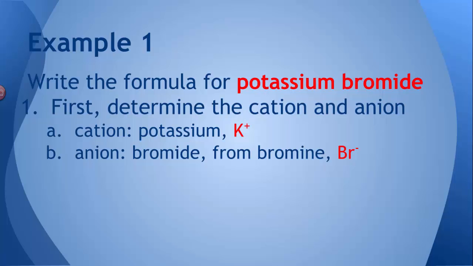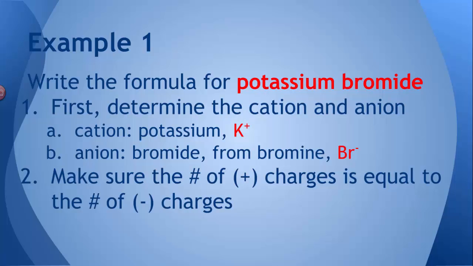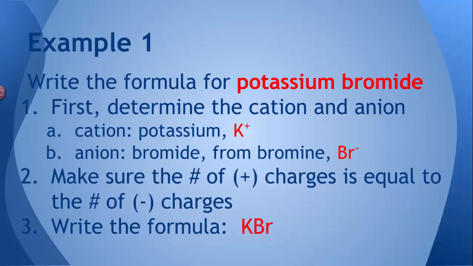Bromide comes from the element bromine. Bromine is Br. Br needs to just gain one electron to be isoelectronic to its nearest noble gas, which means that bromine is going to get a -1 charge when it becomes the bromide ion. So now I know that the potassium ion is K+, the bromide ion is Br-. I need to make sure the number of positive charges is equal to the number of negative charges. In this case, they are: one positive and one negative. As long as they're equal, I just put them together. One K and one Br. The charges are neutralized, so there's no pluses or minuses, and it's KBr. That's the formula for potassium bromide.